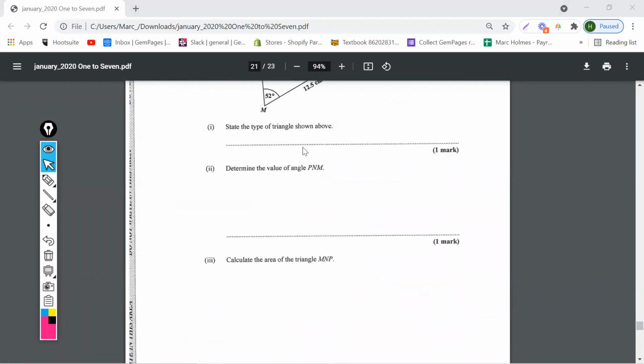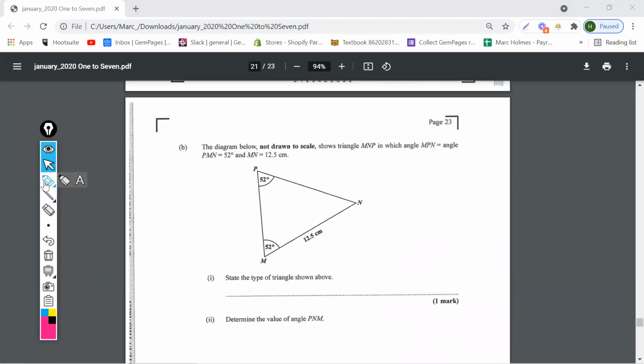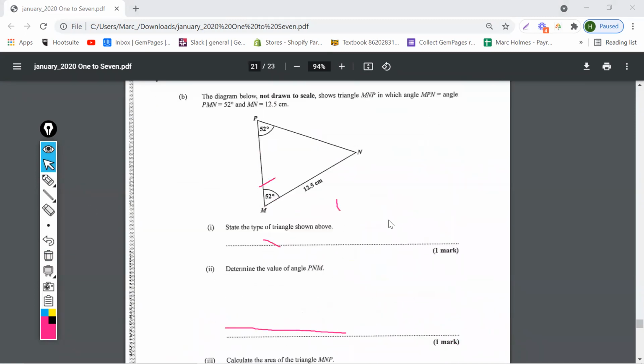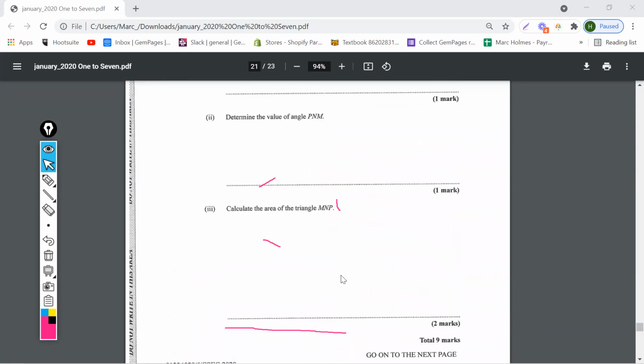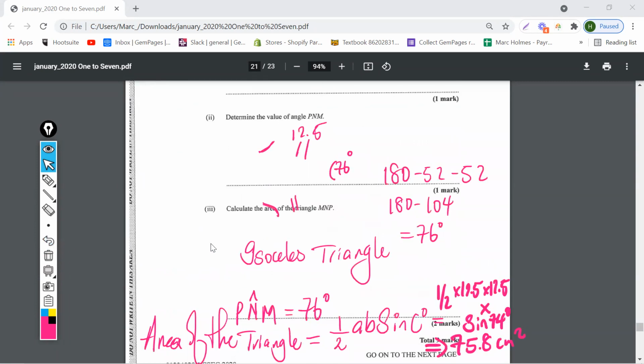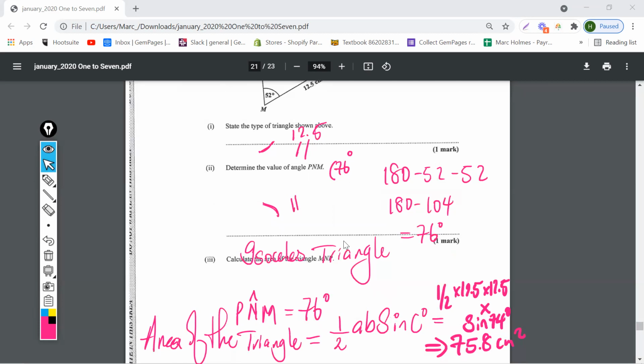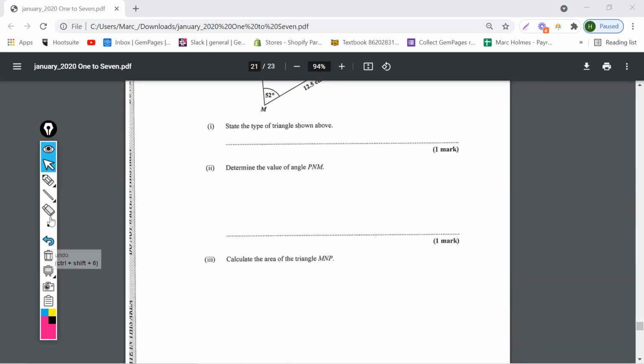So it was easy to find the type of triangle. It's isosceles. Anytime, guys, you have 2 same degrees, it's definitely isosceles. Cool. It was easy to find the other angle as well. So those 2 marks were easy. But the last mark, to find the area of the triangle, was not too easy. So yeah, that was the hard part, but everything else was pretty easy. All right.